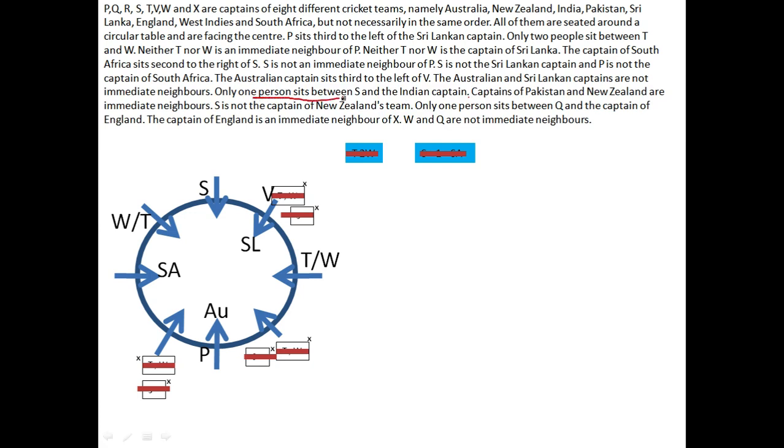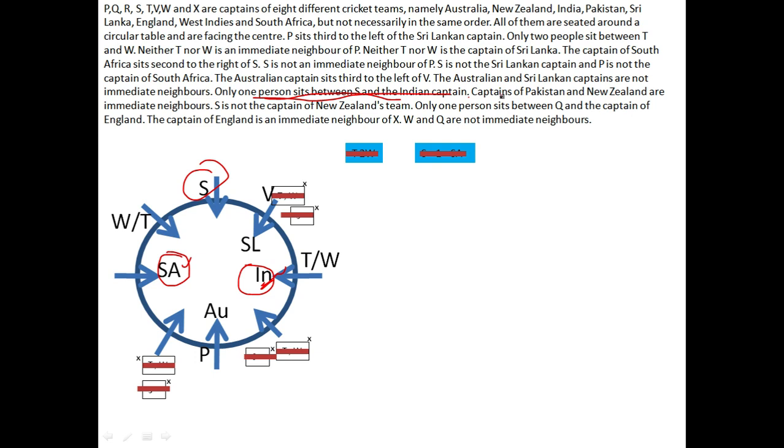One person sits between S and Indian captain. You can easily say S is there, then there should be only one person between S and Indian captain. So Indian captain should come at this position, but of course South Africa is already there, so no question of having the Indian captain here. So Indian captain has to come at this position, and S is coming here.